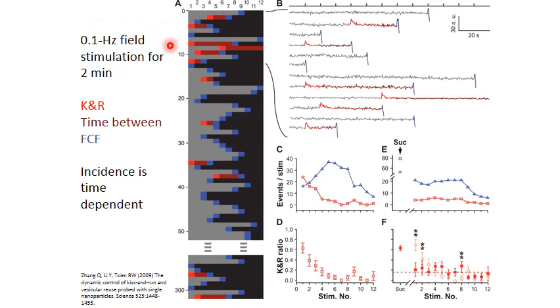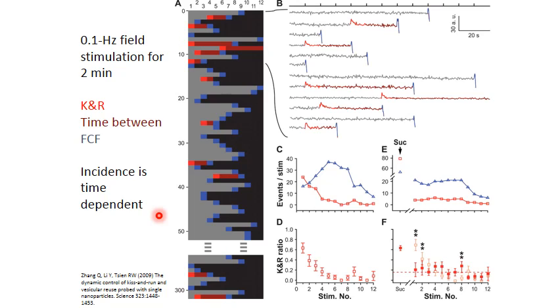So each line in this bar graph represents one sweep or one evoked response, and the red are kiss and run events, the blue are full collapse and fusion events, and you can see the time in between when a vesicle might undergo both.